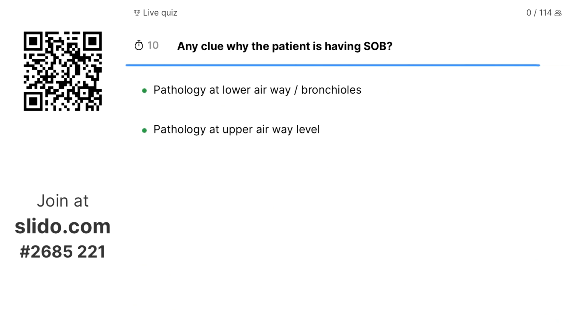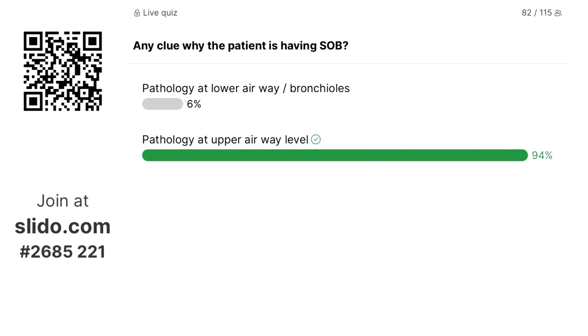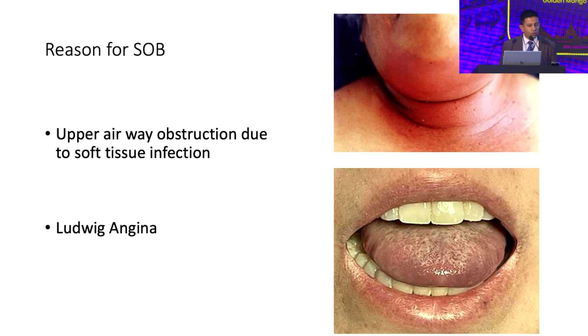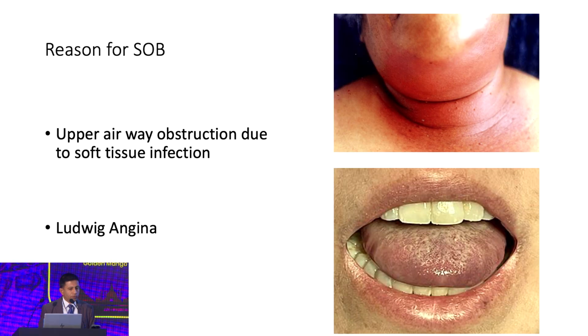Any clue why the patient is having SOB now? Pathology at lower airway or upper airway? Yes, it's upper airway. That is what stridor is. When the extrathoracic upper airway has any problem, you can have stridor. So history, she is a diabetic on insulin, having evidence of an infection actually. So it's a Ludwig angina causing upper airway obstruction. Sometimes you may not see these infection features externally. You may have to open up the mouth and see the inflamed tissues.